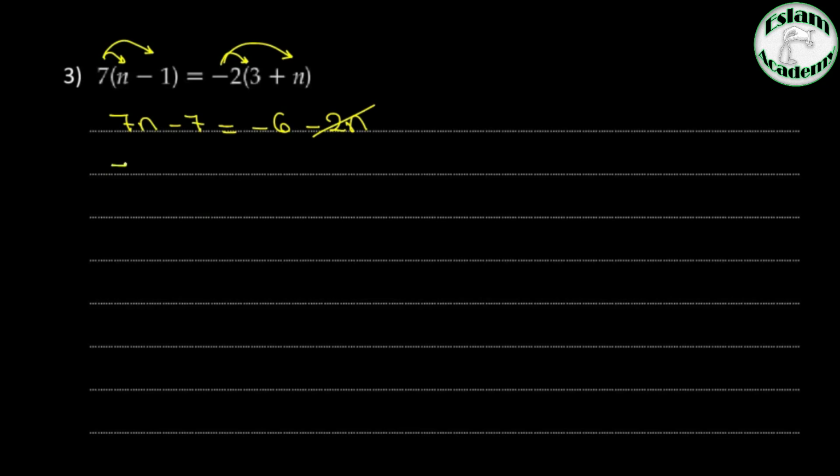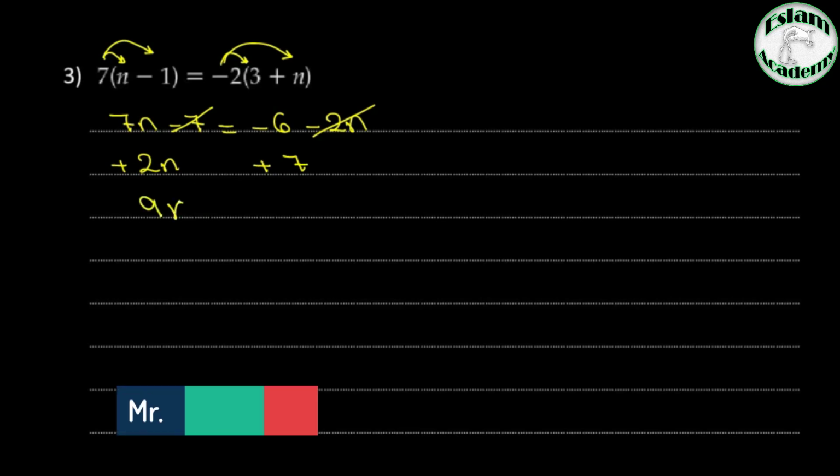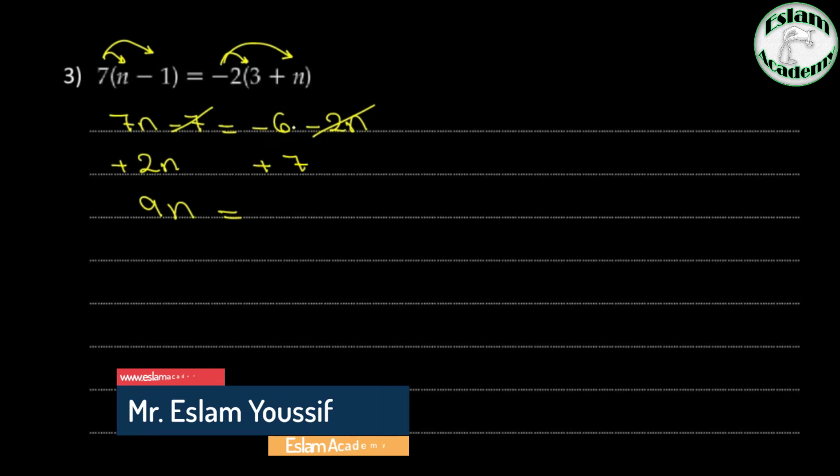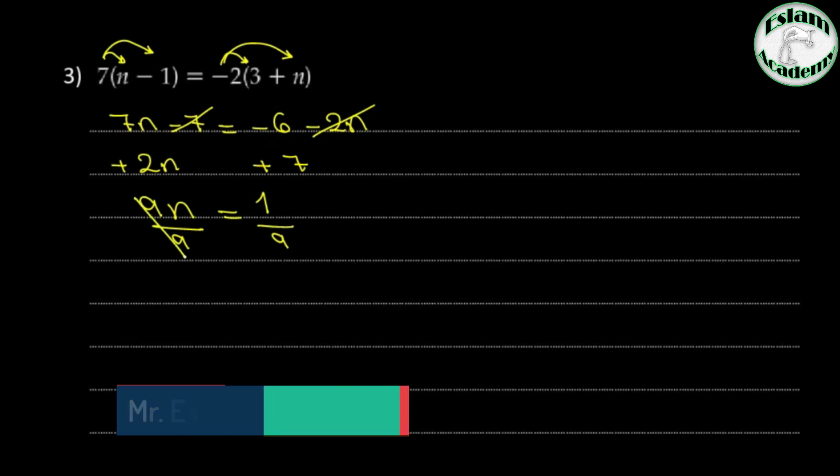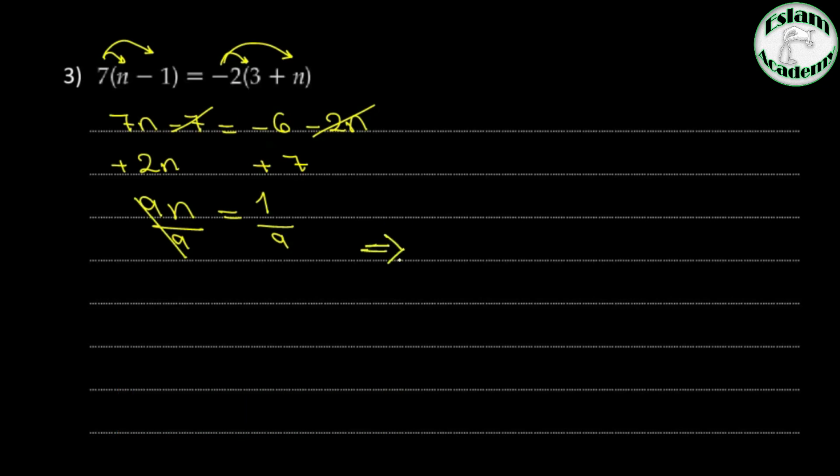By adding 2n and adding 7. 7n plus 2n equals 9n. Negative 6 plus 7 equals 1. Divided by 9. Then n equals 1 over 9.